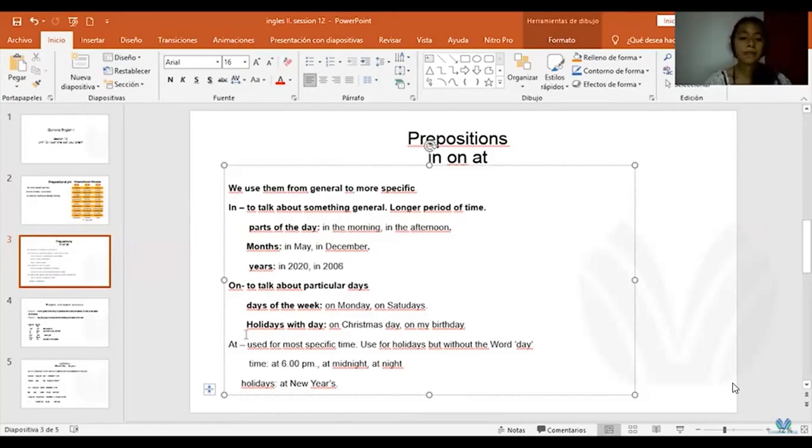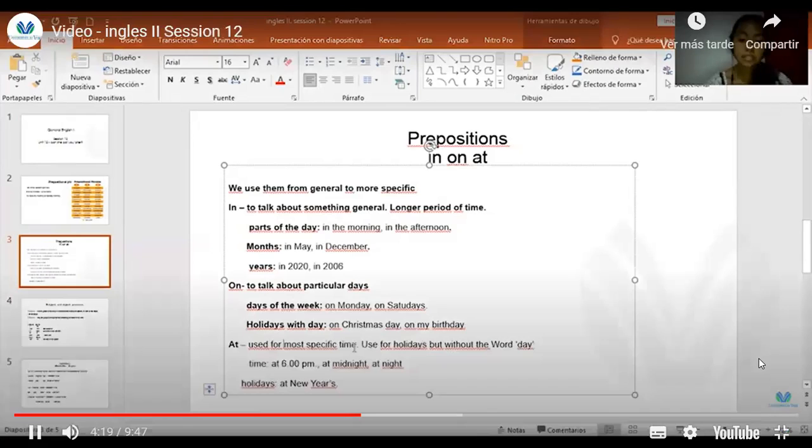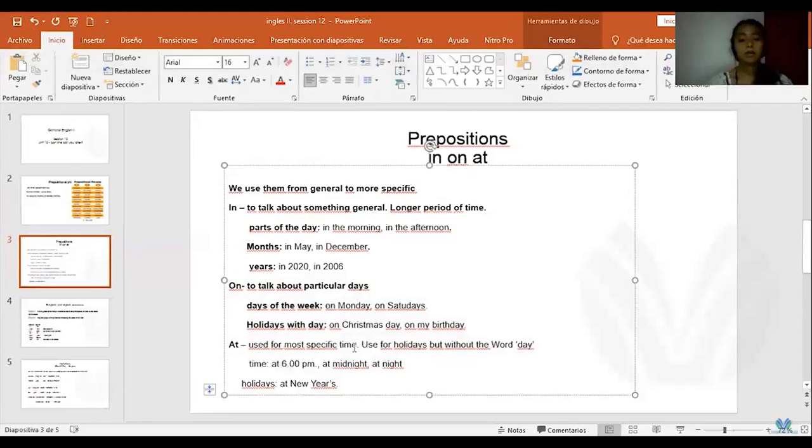And lastly we use at, which is used for the most specific time. It is used for holidays but without the word day. For example, we can say at New Year's. Why do I use at? Because I do not have the word day at the end of New Year's. We also use it for time: at 6 a.m., at 2 p.m., at 2:30, at midnight, at 9. I say we use in for part of the day, in the morning, in the afternoon. But with 9, we need to use the preposition at: at 9.